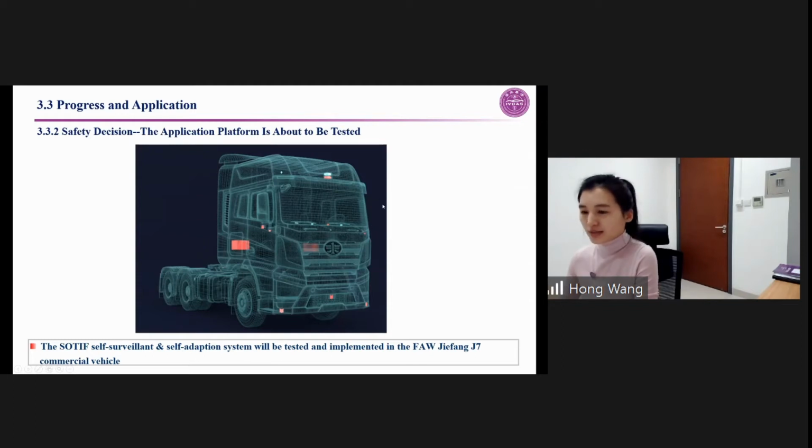Due to the copyright of FAW, I didn't put the sensor information here, but we can see that the right part is the regional autonomous system, and the green sensors and computation system is the self-surveillance and self-adaptation system. We are going to test it by the end of this year or in the early stage of next year. So this is how we develop the self-surveillance and self-adaptation system to protect the safety of autonomous platooning, especially for the SOTIF issue.